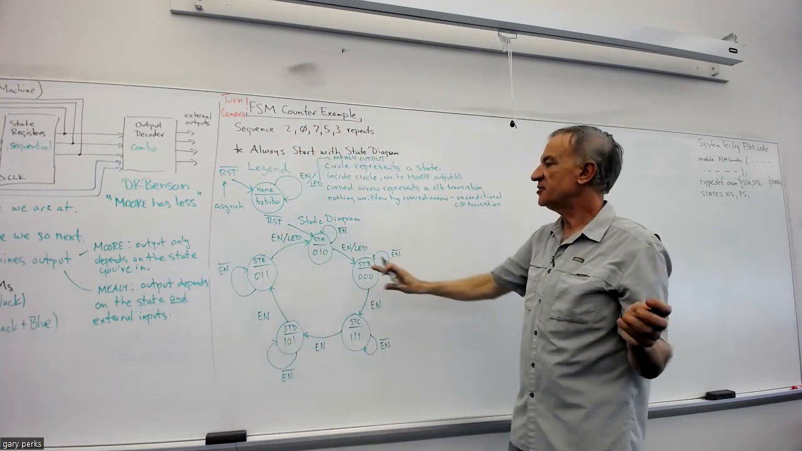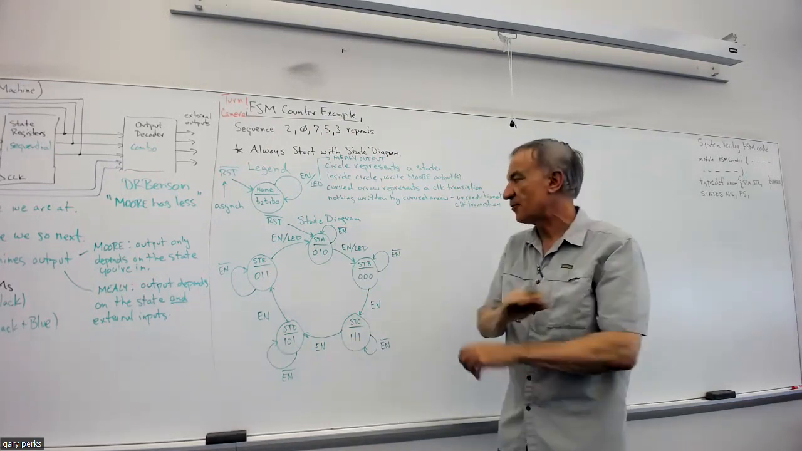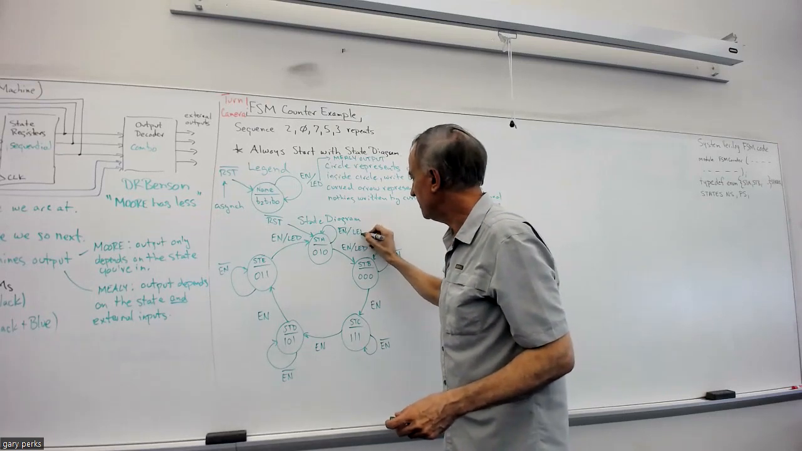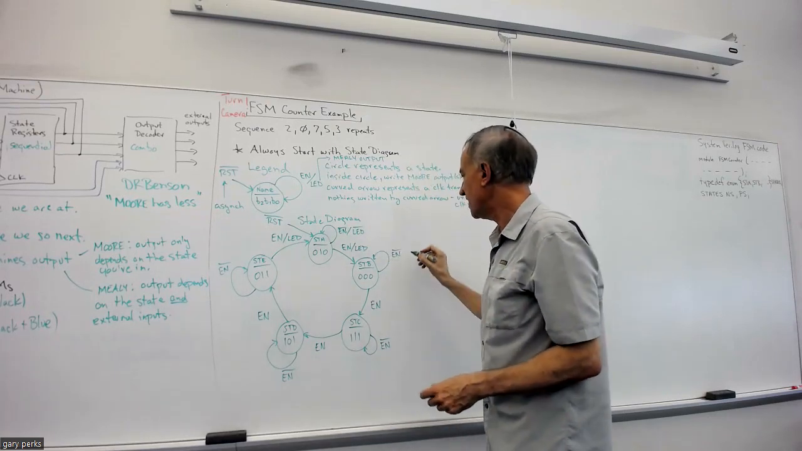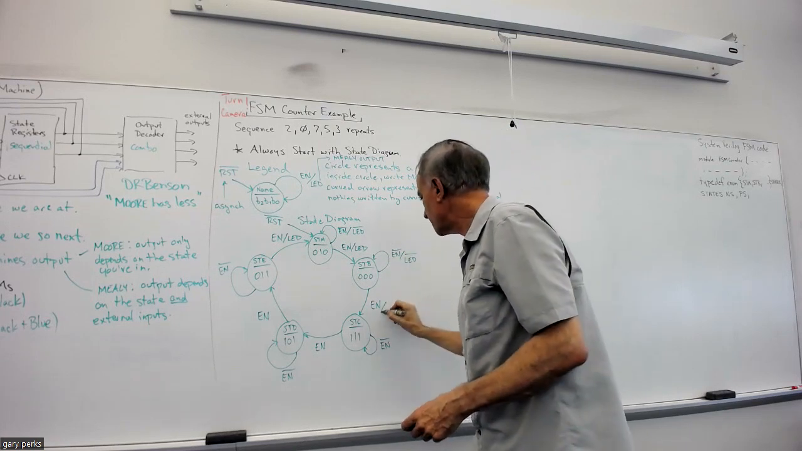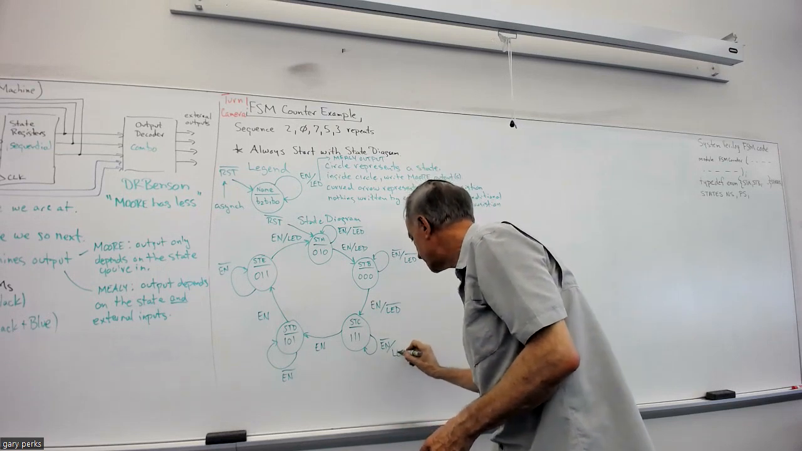All the other times, if we stay in a state or if we're anywhere in this part of the sequence, I want the LED to be off. So I would put LED with a bar over it there, and LED with a bar over there. Everywhere else, we put an LED with a bar, meaning the LED is off.